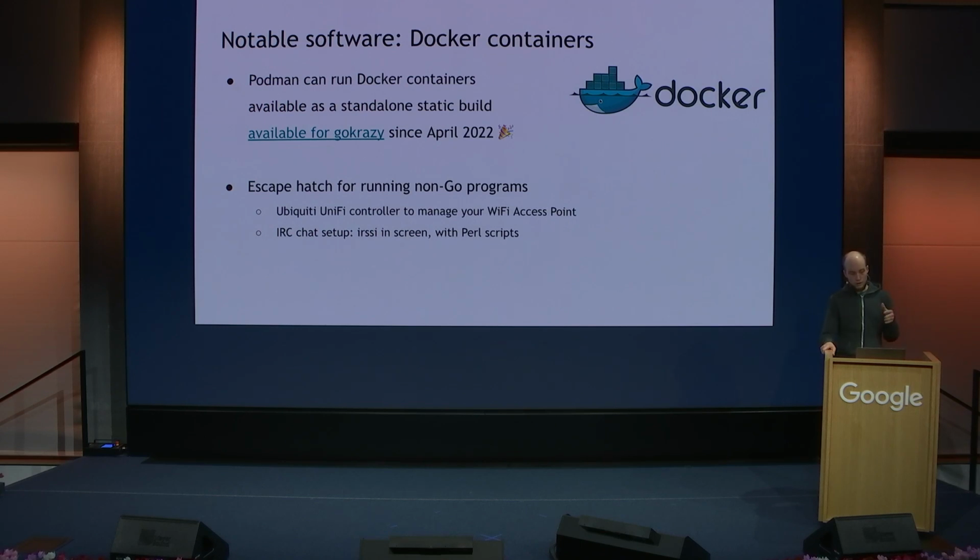So you can use this temporarily or permanently if you want to run something that doesn't really fit into this model, right? And one example I have here is the Ubiquiti UniFi controller, which I believe is parts Java, parts a couple of components that are obviously not Go. And I ran the UniFi controller on a gokrazy device to manage my Wi-Fi access point, and it works.